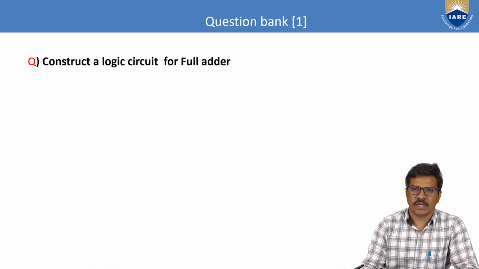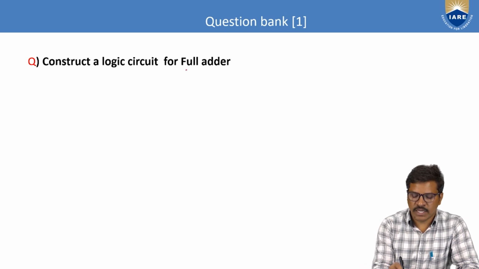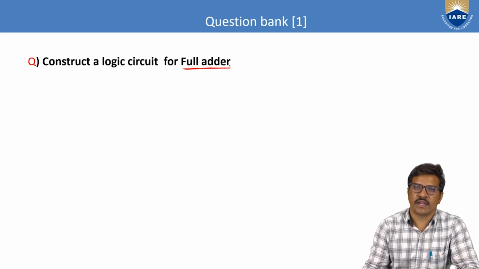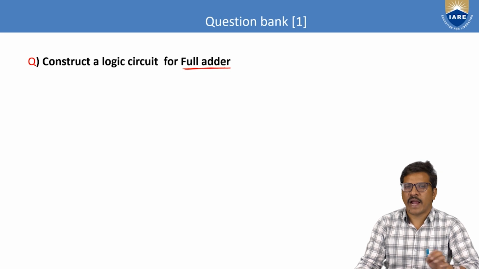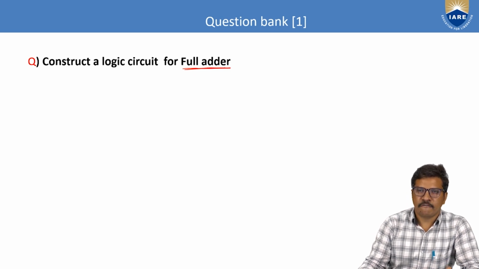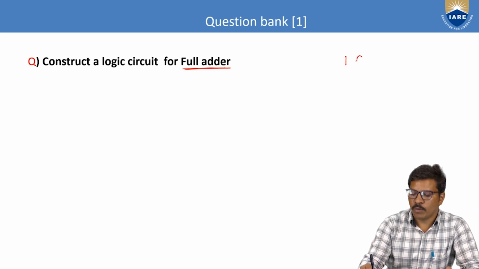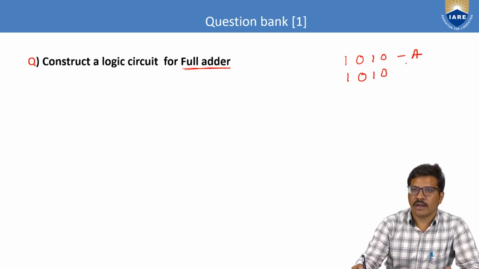For example, a question coming from this topic, in the second part of module 4, is: construct a logic circuit for a full adder. If you want to design a full adder, you must try to understand the meaning and definition of the full adder. Full adder means simple adding of 3 bits. If you want to add multiple bits like 1010 and another 1010, this is a 4-bit data, and this is another 4-bit data.